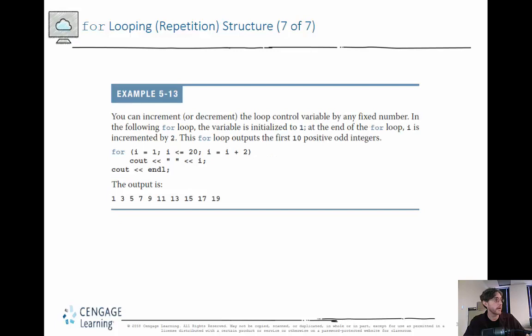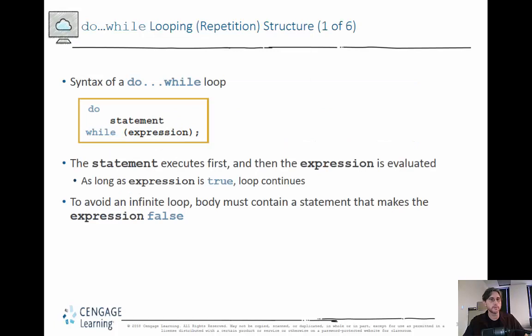It doesn't have to go up by 1 or down by 1. It can go up by 2s or whatever. So this one outputs the odd numbers. So notice the initialization starts I off at 1. The test is while I is less than or equal to 20, but the update part is I is equal to I plus 2. So it's going up by 2 every time. So the values of I will be 1, 3, 5, 7, 9, and so forth, and it's outputting I there. So for loops are great for counter-controlled loops like that.